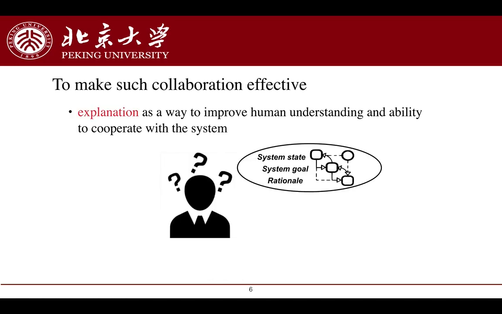Enabling effective human-system collaboration, however, is challenging because humans may not fully understand the system state, system goal, or even rationale for carrying out their actions. That's why explanation is sometimes necessary to make human involvement more efficient, to improve human understanding and improve ability to cooperate with the system in this co-adaptive era.